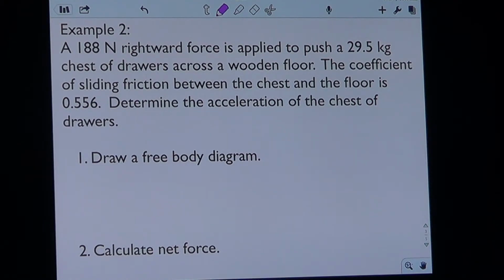Example 2. A 188 Newton rightward force is applied to push a 29.5 kilogram chest of drawers across a wooden floor. The coefficient of sliding friction between the chest and the floor is 0.556. Determine the acceleration of the chest of drawers.